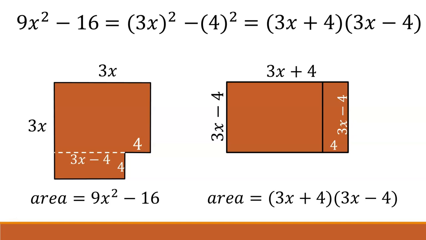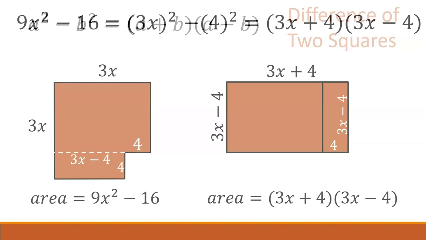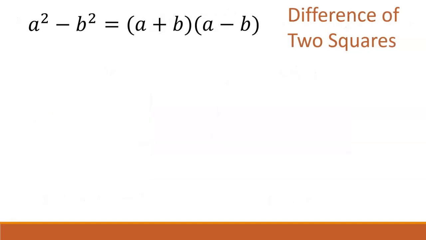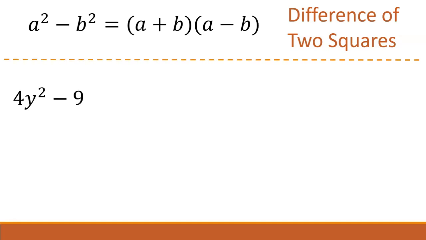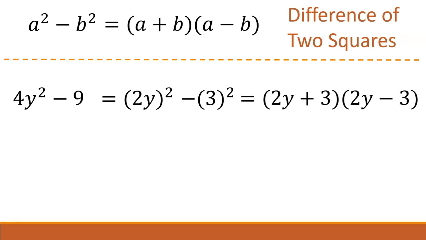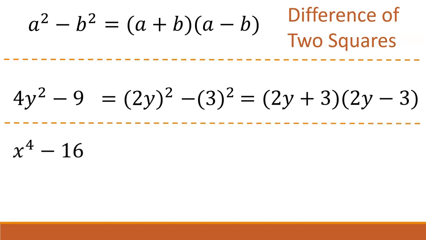It's interesting to see how we can find a factored form of this polynomial by using models, but let's face it, you're probably going to use this formula for difference of two squares if you want to factor things like 4y squared minus 9. We can see that's the difference of two squares because 4y squared is a 2y that's been squared, and 9 is a 3 that's been squared. So we can factor 4y squared minus 9 as 2y plus 3 times 2y minus 3. Let's try one more, and this one might be a little surprising to you.